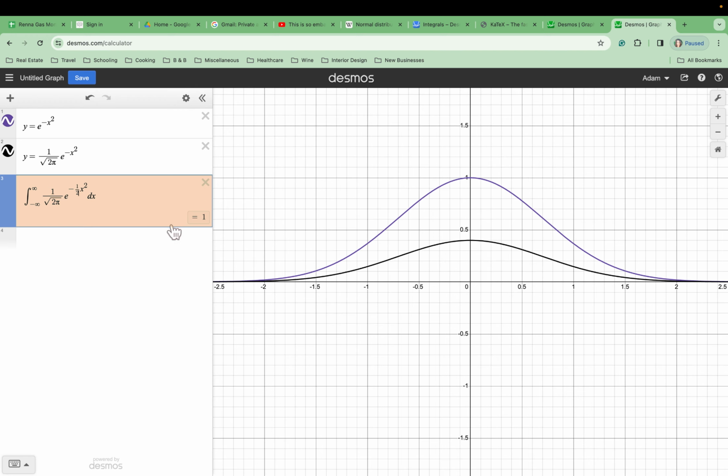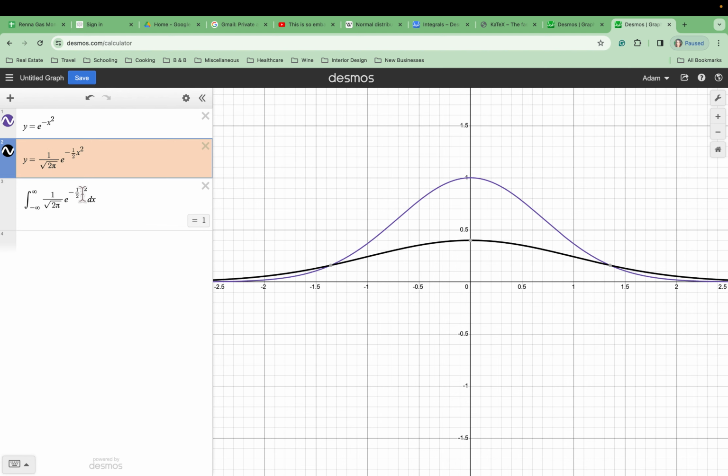Not only does it look normal, but it also has the area under the curve equaling 1 the way we were hoping that it would, that it should. This officially makes it a probability distribution.